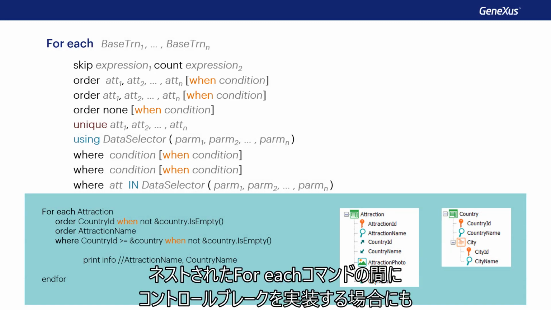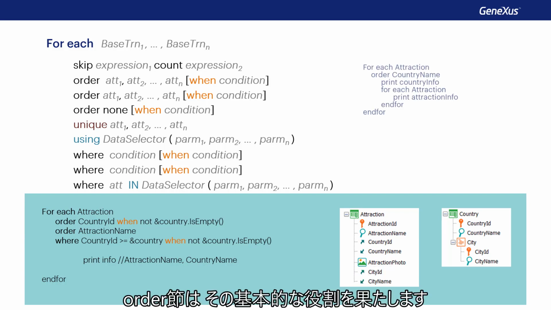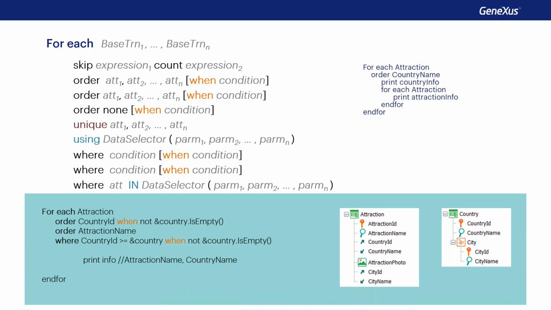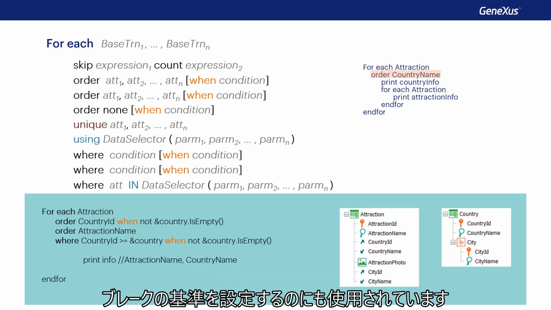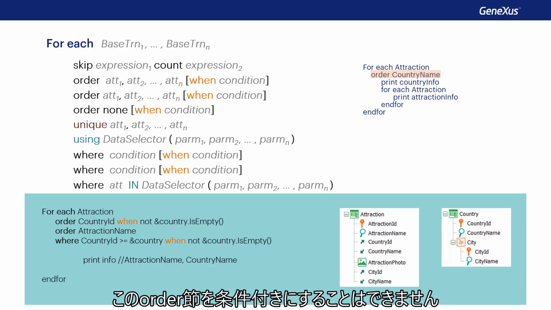We also know that the order clause plays a fundamental role when implementing a control break between nested for each commands. In that case, it's not only used to order the information, but also, and more importantly, to establish the break criteria. There, the order clause cannot be conditional.